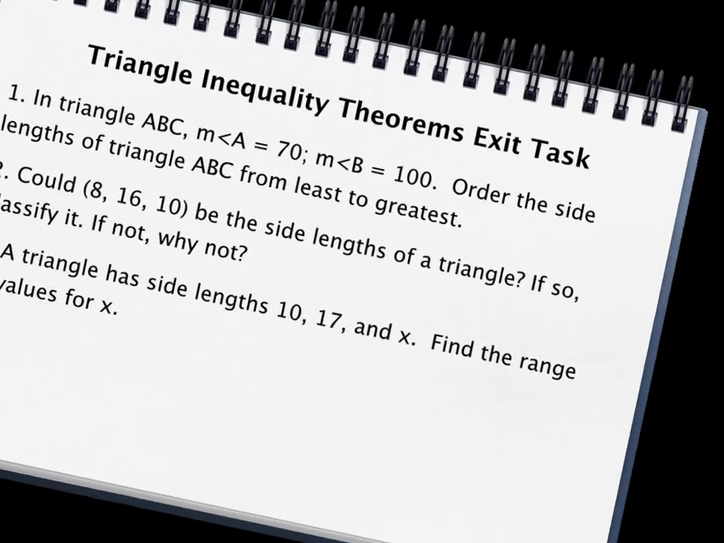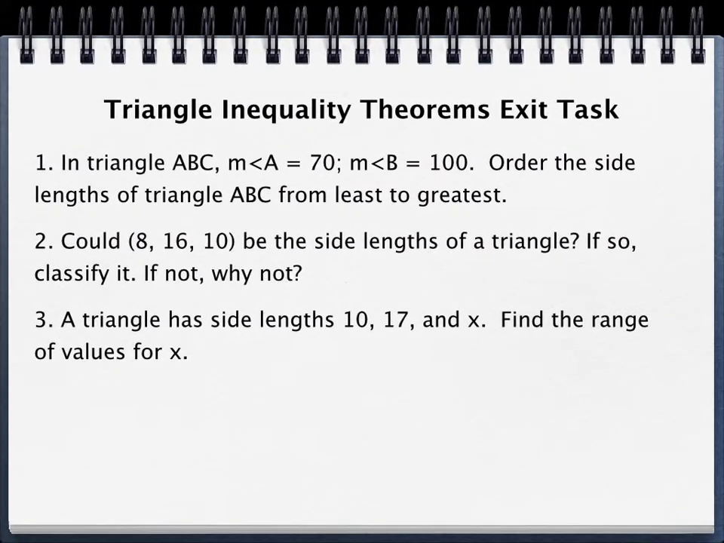Okay, finally I have a little exit task for you. See how you do with this. Probably a good idea to draw a picture for number 1, right? And justify in number 2, could those side lengths be the side lengths of a triangle? Why or why not? And for number 3, find the range of values for x means write x in a compound inequality so that 10, 17, and x could be the side lengths of a triangle.